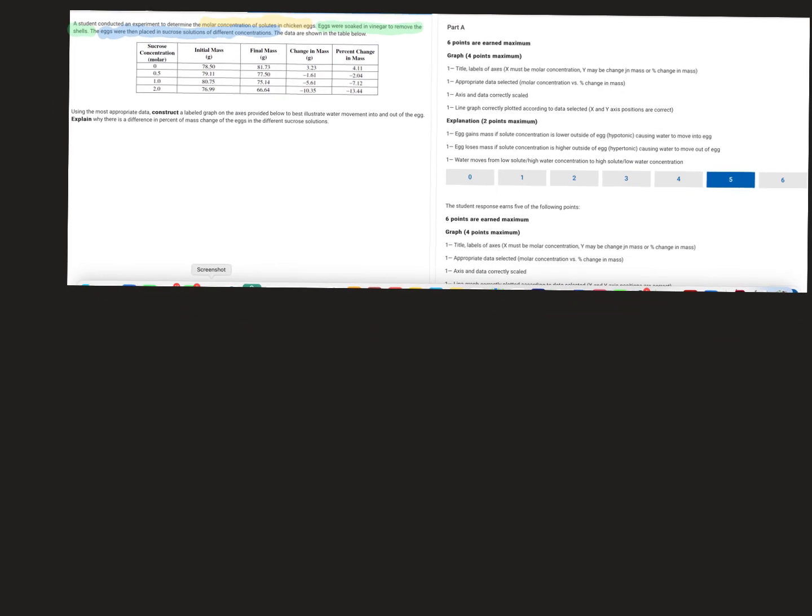They're using the most appropriate data, construct a labeled graph on the axes provided, and I gave you graph paper, and you had to create your own axes. So an axis generally runs like so. Now, normally we will want to pick this point here, that is usually your 0, all right, usually, on both x and y, all right?